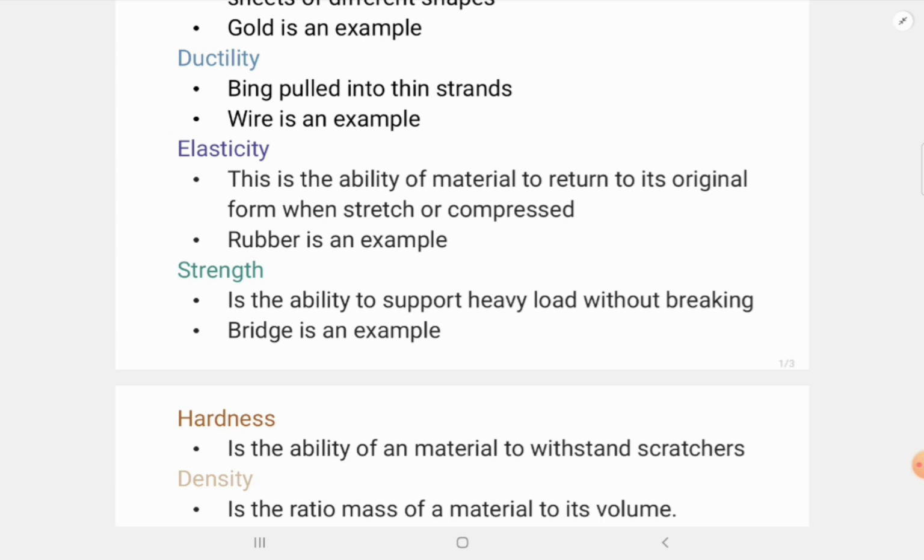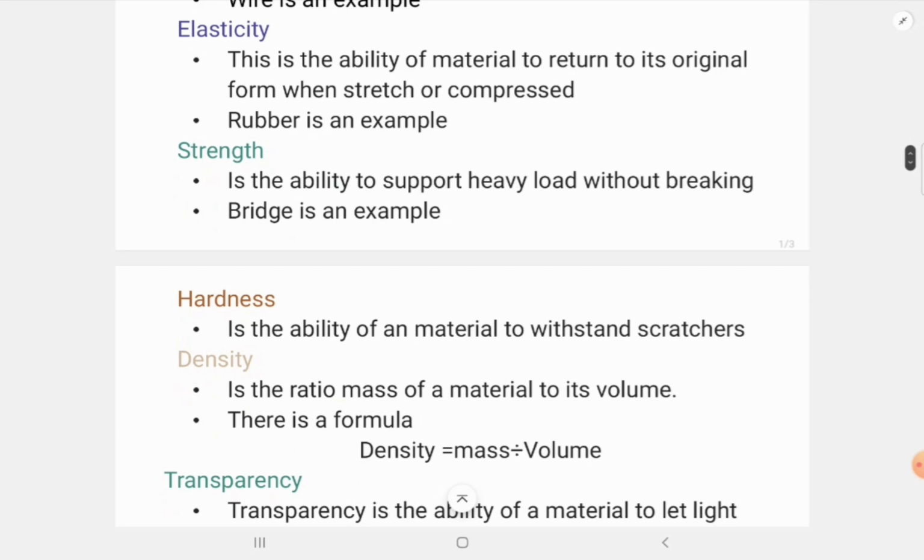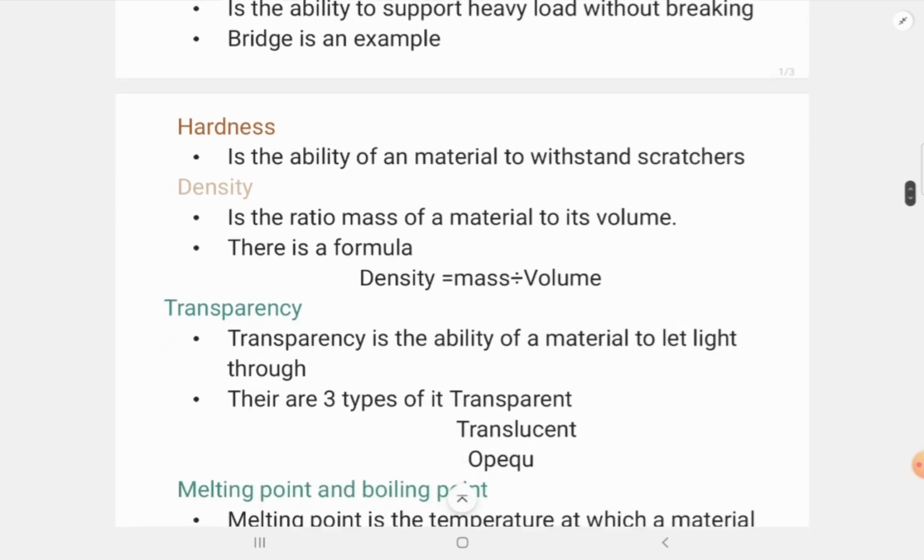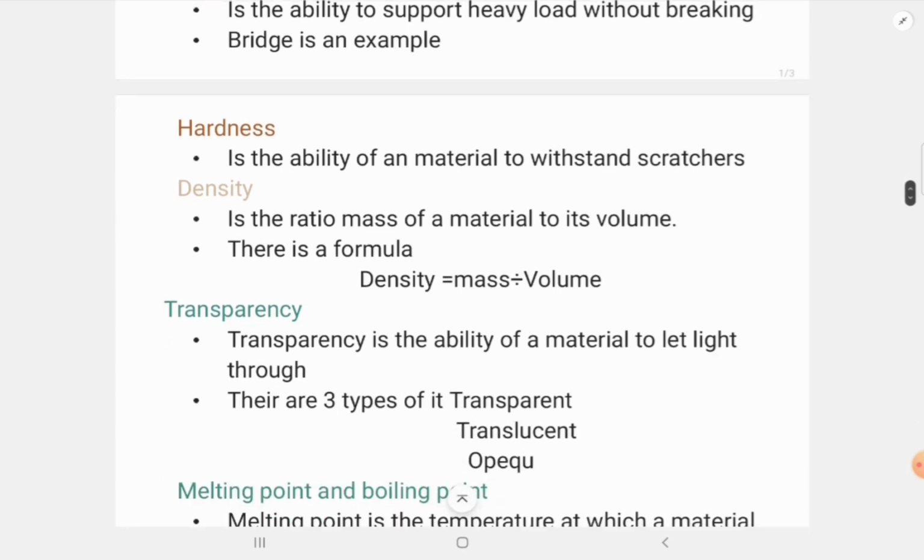Elasticity. This is the ability of a material to return to its original shape form when stretched or compressed. Rubber is an example. Strength. It is the ability to support heavy loads without breaking. Bridge is an example. Hardness. It is the ability of a material to withstand scratches.